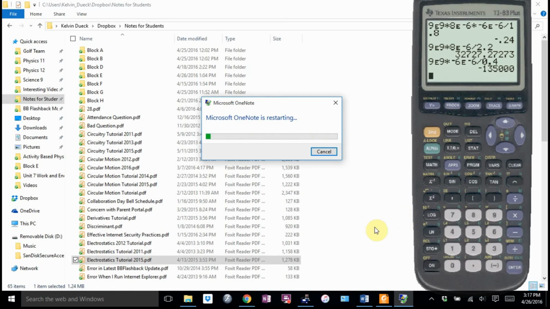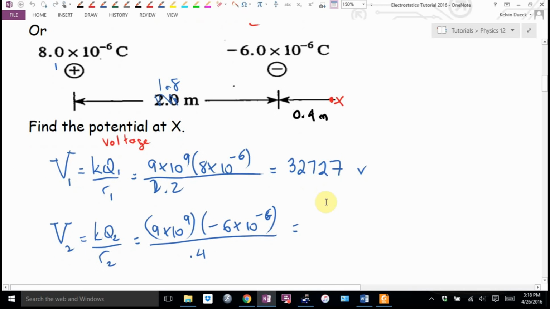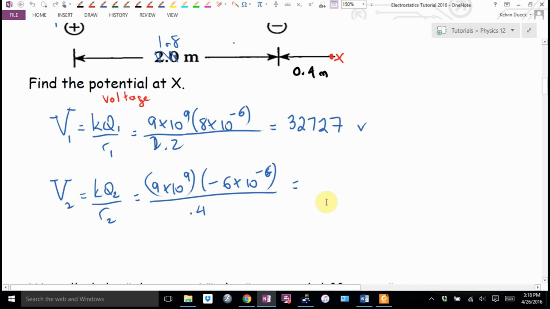Oh, that's great. OneNote's restarting. I hope so. Let's see how much I lost. I will say OneNote is very stable. It crashes maybe once a year, and it has an auto save so that I never have to hit the save button. It doesn't have that. As soon as you do anything, it's automatically saved. It even got the undo of the squared.